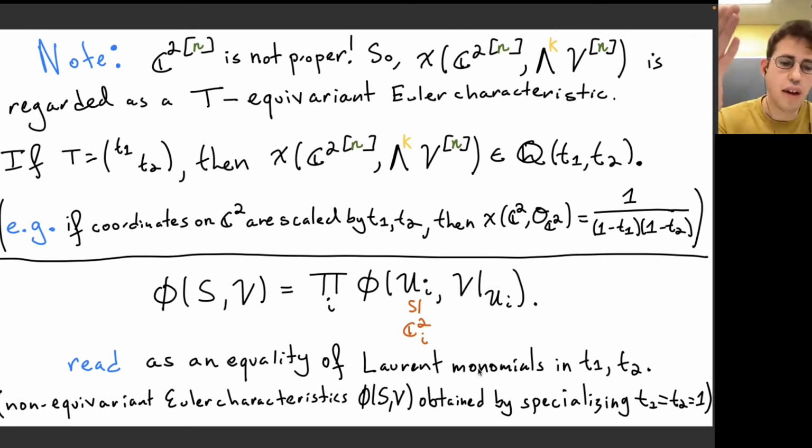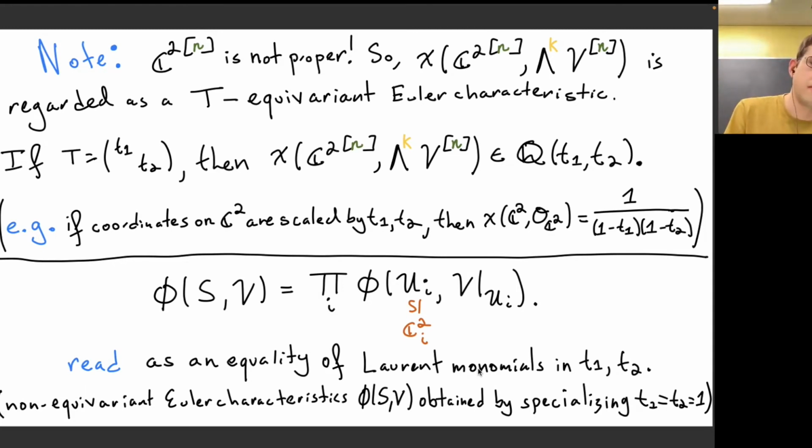And then if I want to recover the non-equivariant version of the problem that we're initially interested in, that can just be obtained by forgetting about this torus action, that is, specializing these torus parameters to be 1. So instead of recording the individual weight pieces, just recording the overall total dimension.